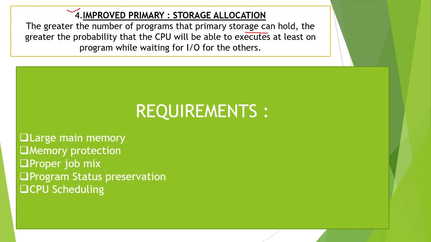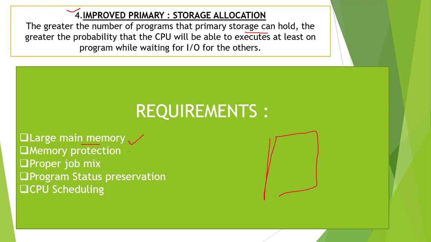Now, what are the requirements that a multi-programming system needs to perform its execution? The first requirement is large main memory. As there are many programs that reside in the main memory, main memory should be large enough to accommodate all of the programs. Okay, so this is the first requirement.